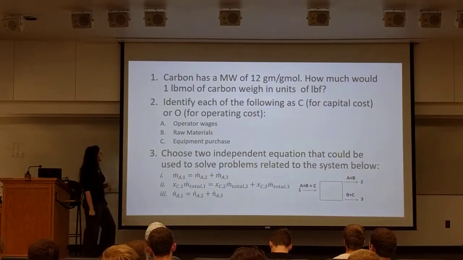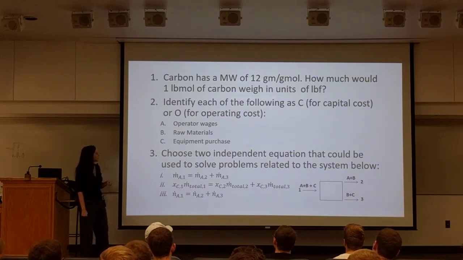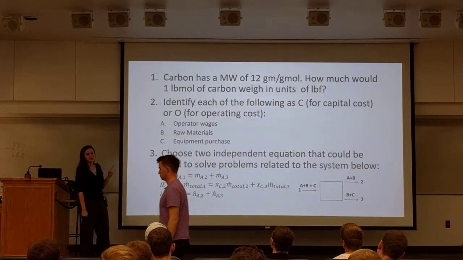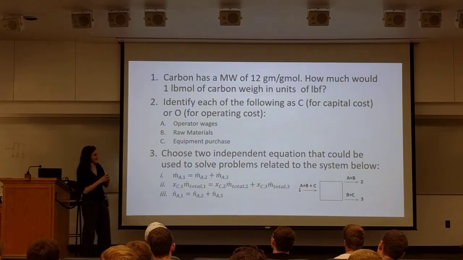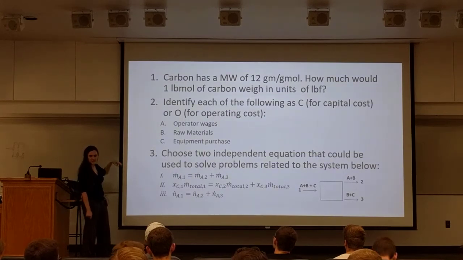Okay. Identify each of the following as C for capital cost or O for operating costs. A, operator wages. Operating costs. B, raw materials. C, equipment purchase. Does anyone not understand why any of those are classified like they were? No? Yes.